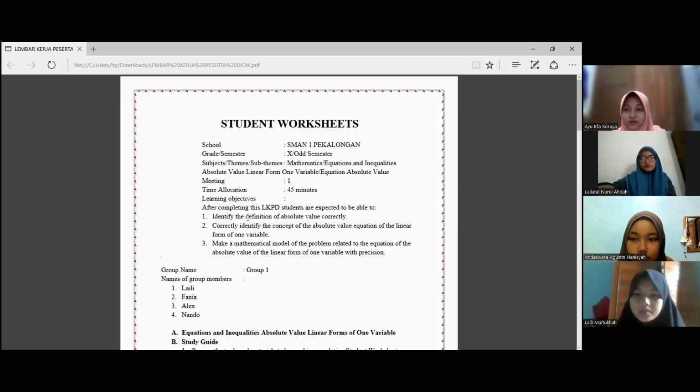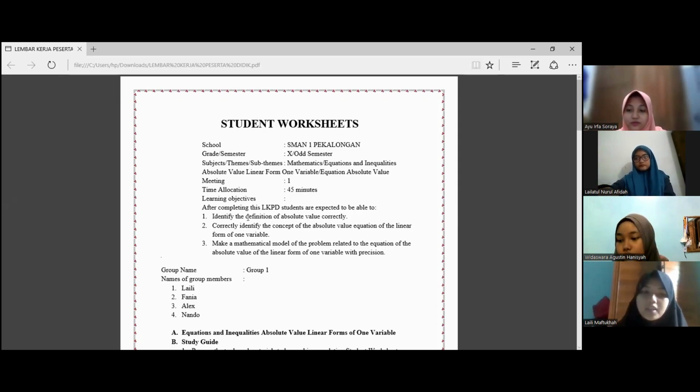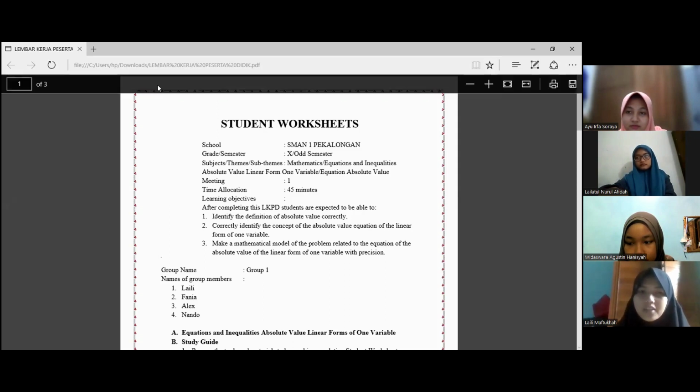Assalamualaikum warahmatullahi wabarakatuh. We are from group 1, with the members Milaili, Fania, Alex, and Nando, and we will present the student worksheets. That's all from our group. Thank you for your attention. Wassalamualaikum warahmatullahi wabarakatuh. Thank you, Laili. Is there any question for group 1's presentation?